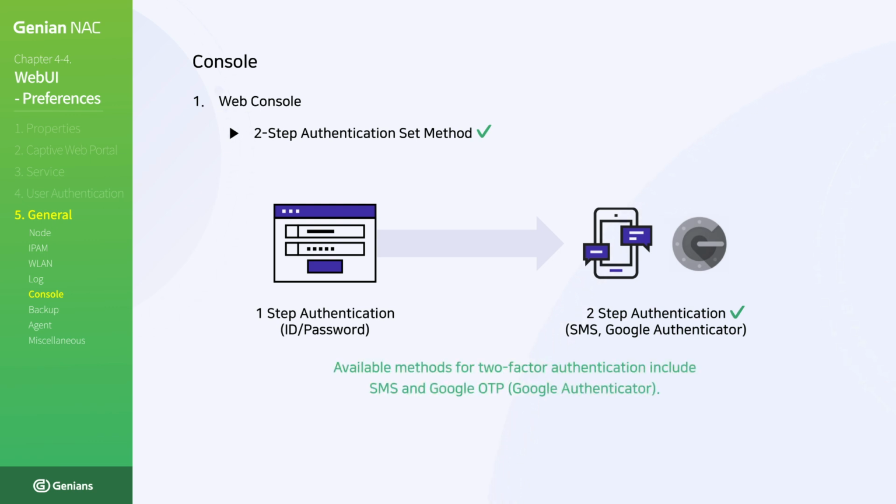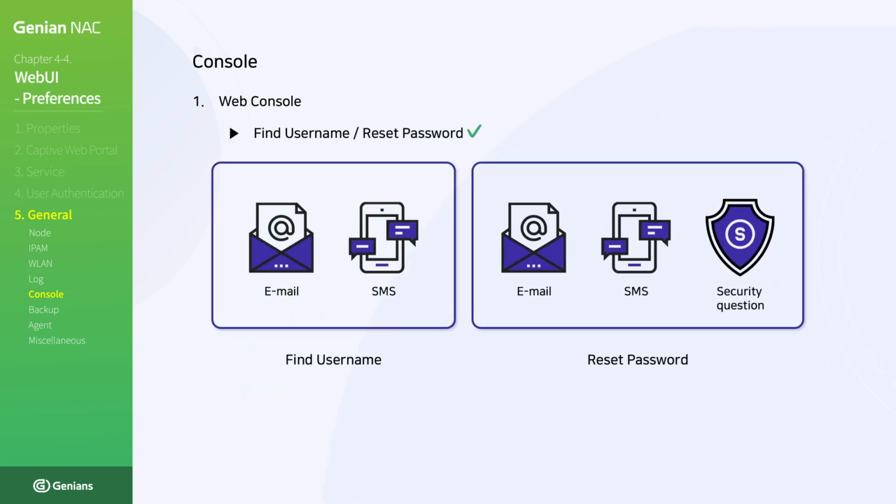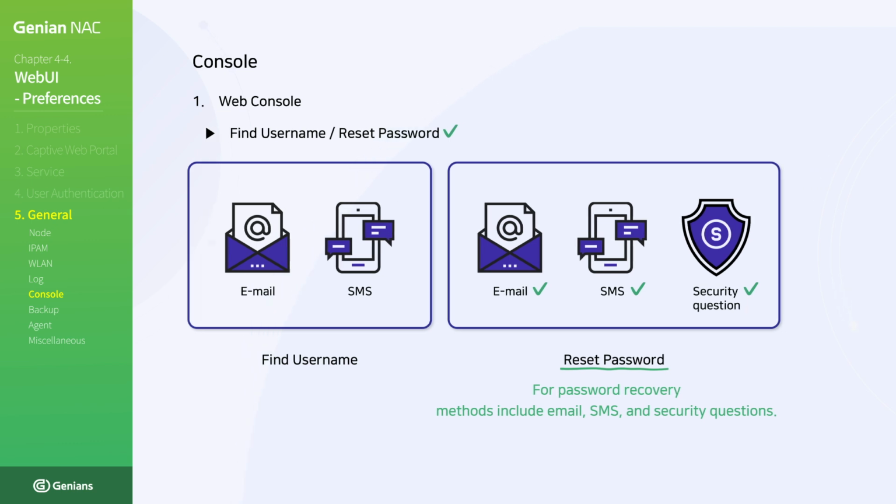The Message for Login Page option configures the text displayed on the admin login screen. When this option is set, the specified message will appear at the top of the admin login screen. The Two-Step Authentication Set method option configures whether to enable security authentication for two-factor authentication. Available methods for two-factor authentication include SMS and Google OTP, Google Authenticator.